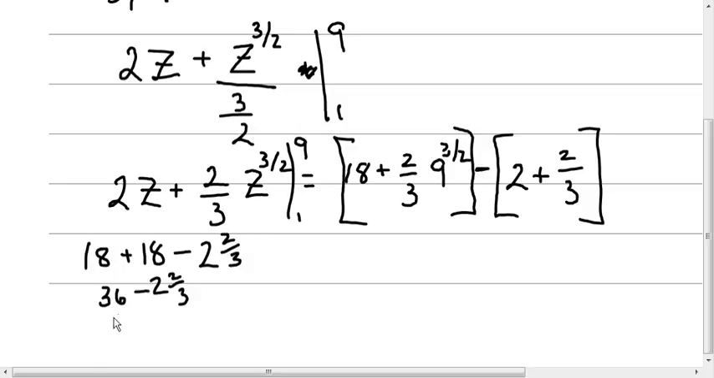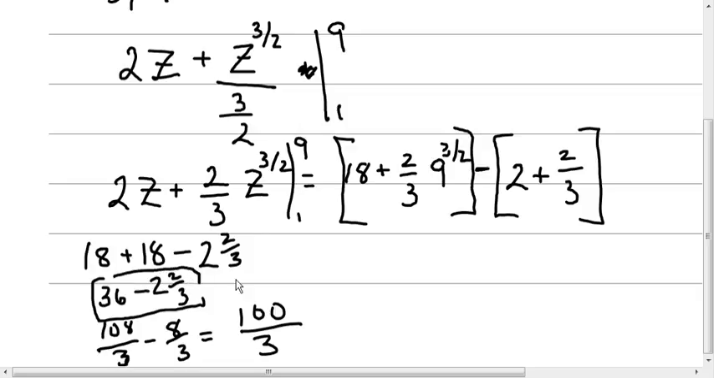Basically multiply top and bottom of 36 by 3, and you get 108 thirds minus, and this becomes 8 thirds, equals 100 thirds. But whether this would be considered a complete answer or this, I don't know how they're going to be grading that test. But there you go, definite integral.